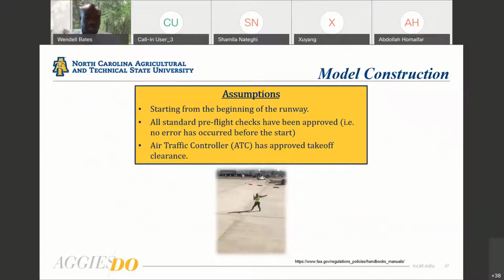And so we'll begin with the model construction. The assumption when we're getting into the model construction of the takeoff procedures is that we're starting at the beginning of the runway. All standard pre-flight checks have been approved. There are no errors that have occurred before the start, and the air traffic controller has approved the takeoff clearance.